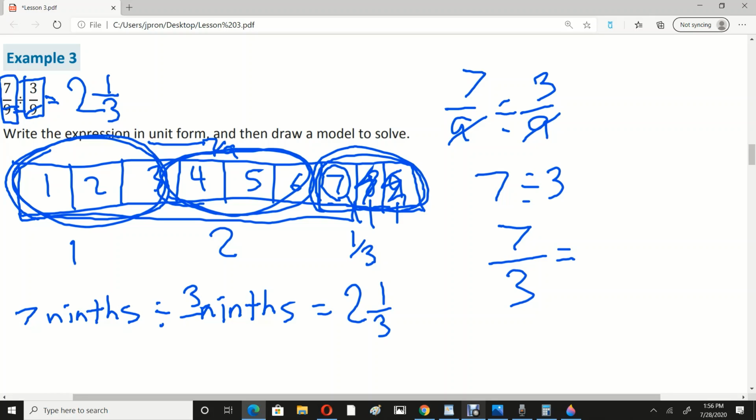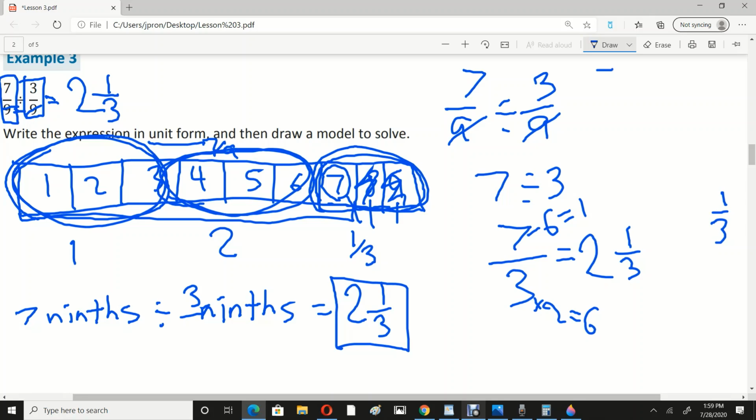So we look and we see how many times can 3 go into 7. Well, it can go into 7 twice, right? Because 3 times 2 equals 6, right? So we have 6 taken out, and how much do we have left over? So we subtract 7 minus 6 equals 1. That means we're left with 1/3.